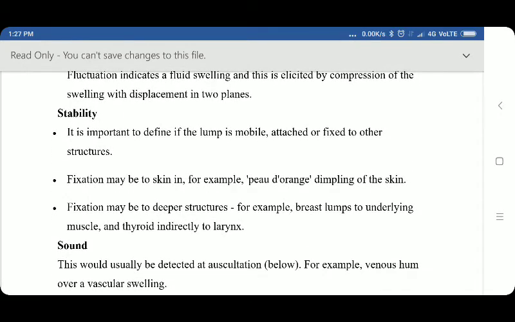Then we have to look for stability. It is important to define if the lump is mobile, attached, or fixed to other structures. Fixation may be to skin, for example, peau d'orange dimpling of the skin. Fixation may be to deeper structures, for example, a breast lump fixed to underlying muscles, and thyroid indirectly to the larynx.